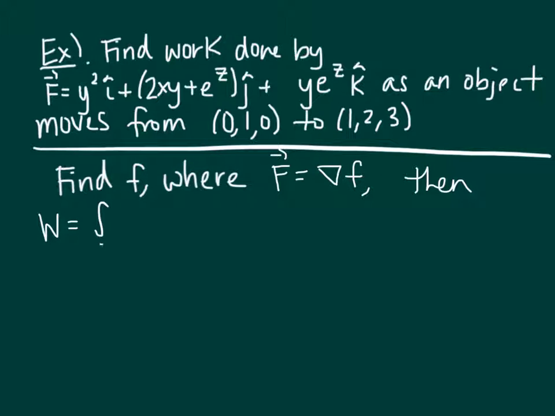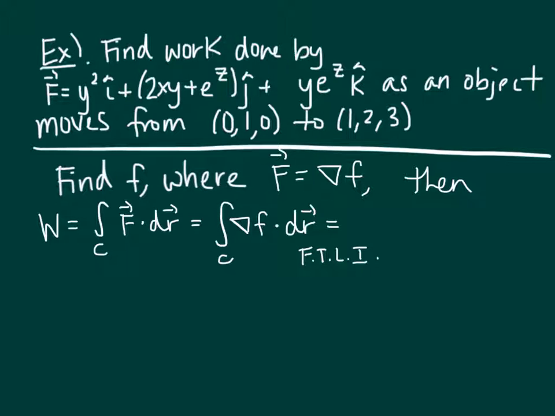And that's because if this field is conservative, then when we try to calculate the work done, and C is actually any path between these 2 points, we'll notice we can replace our vector field capital F with the gradient of the potential function. And this is great because if it's in this form, we get to use the fundamental theorem of line integrals, which tells us that this line integral will just be the potential at our end point minus our potential at our starting point.